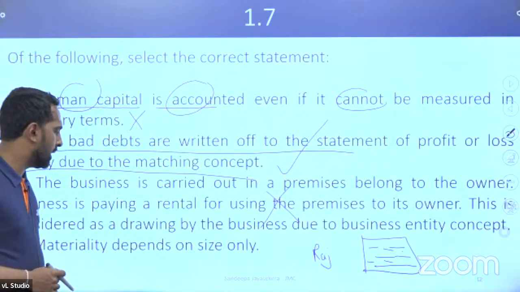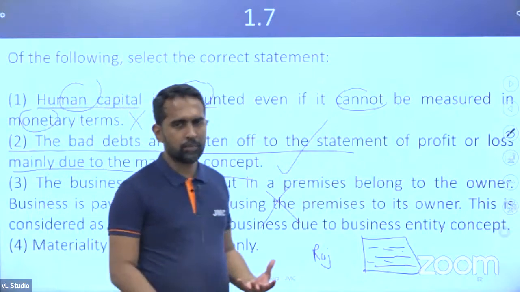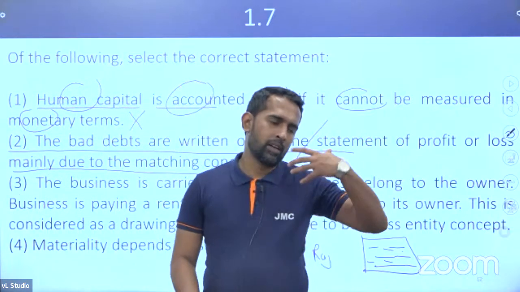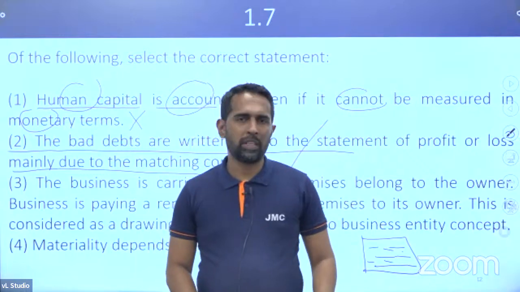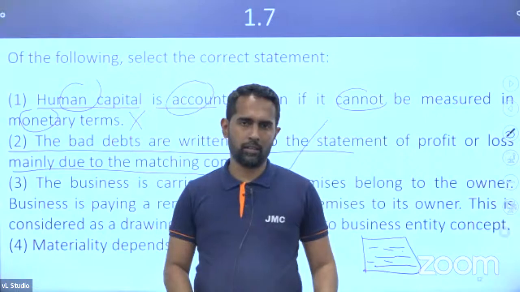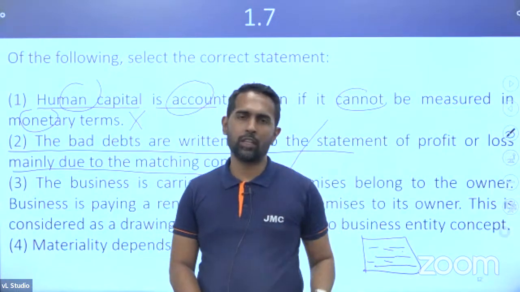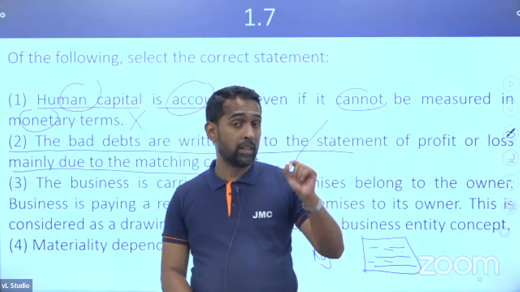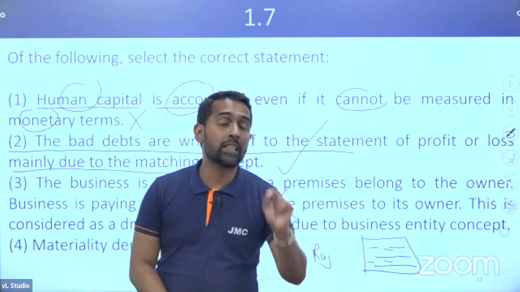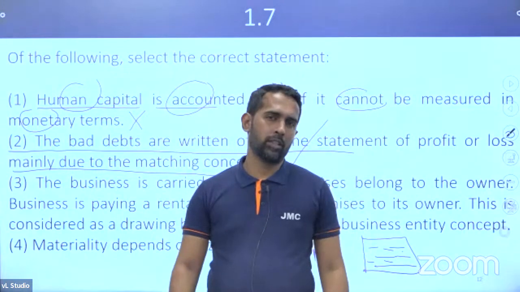Fourth one, materiality depends on size only. No, materiality concept says, right, if there's an omission or a misstatement which can influence the decision, we say it's material. Omission or a misstatement, if it can influence the decision, it is material. Materiality depends on both size and the nature, right?